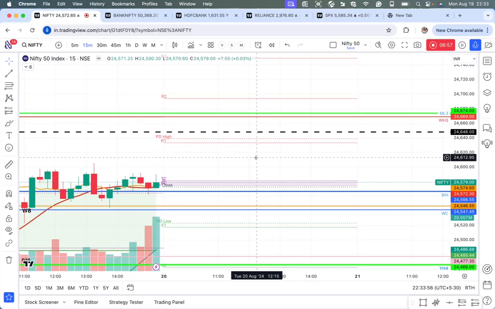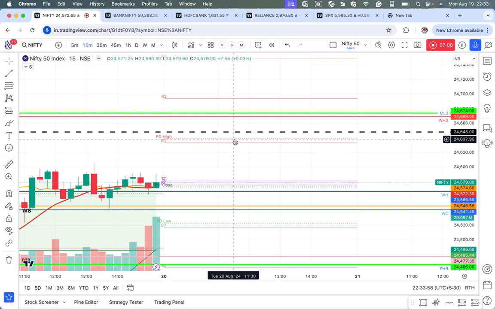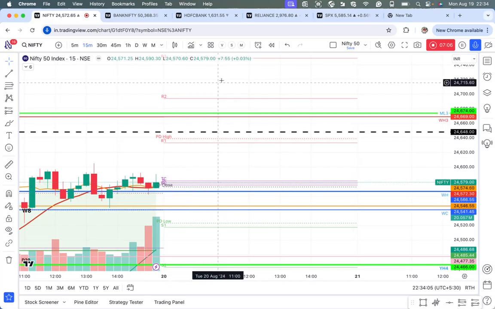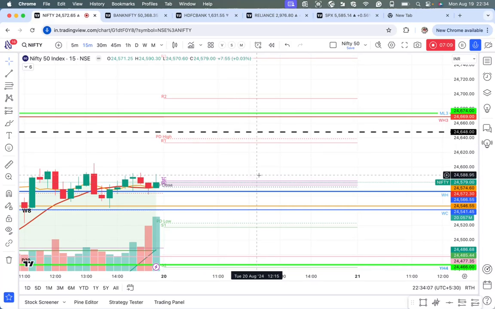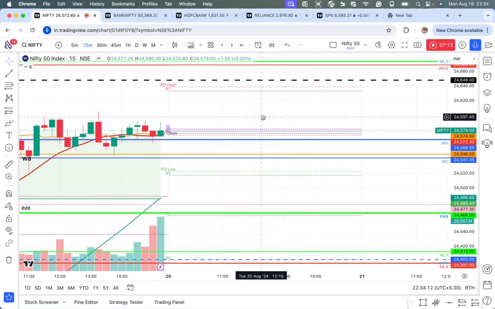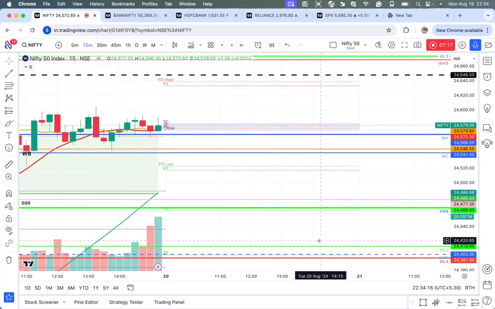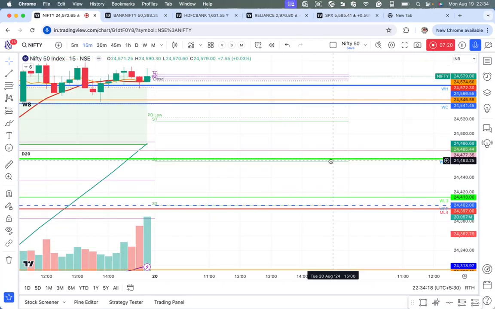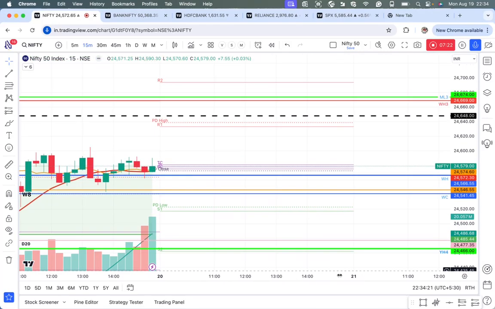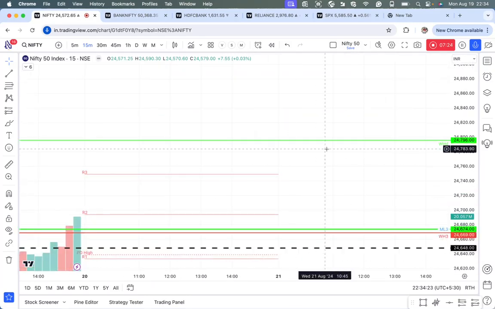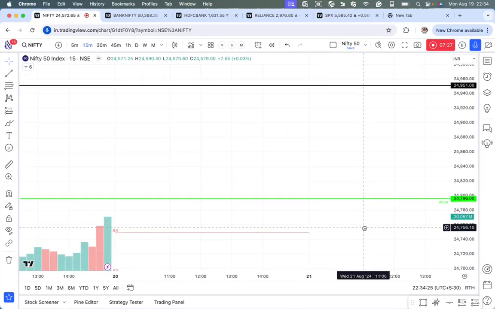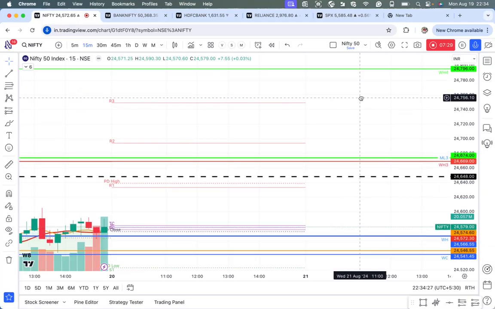So tomorrow, assuming that the market opens above today's range and above the value area, then the trade plan is a 15-minute breakout in any direction with a stop loss just above or below the 15-minute candle. For the downside, the target would be 24,460 and 24,400, and on the upside the target would be 24,796 or 24,951.